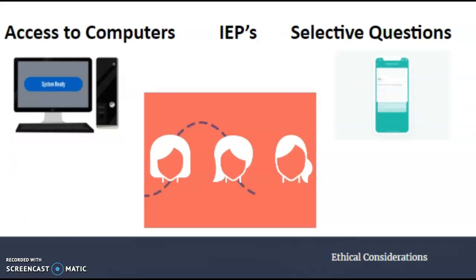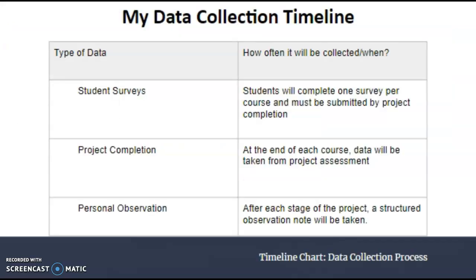Ethical considerations. Students need computers. There are IEPs to always have in the back of your mind, and selective questions to make sure that when we conduct this survey, students don't get offended, and it's very straight to the curriculum and nothing gets in the way of that. My data collection timeline is laid out there very clearly. How often will student surveys be collected? Every project. Project completion is recorded for every single project through the course. Personal observation, I'll be doing that every time.